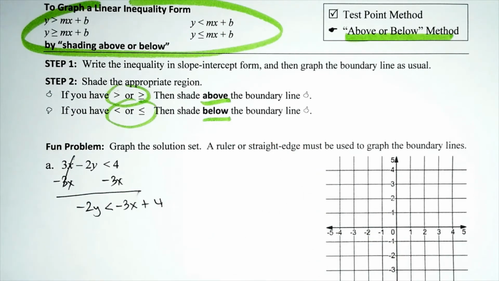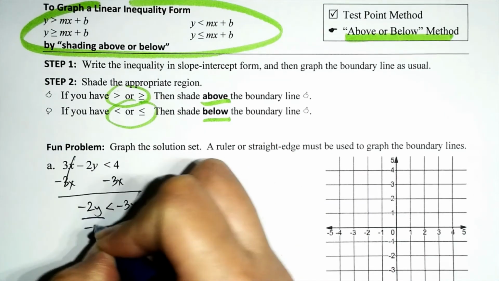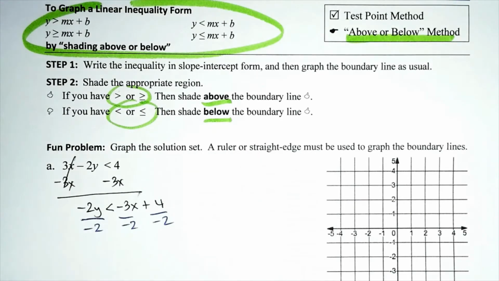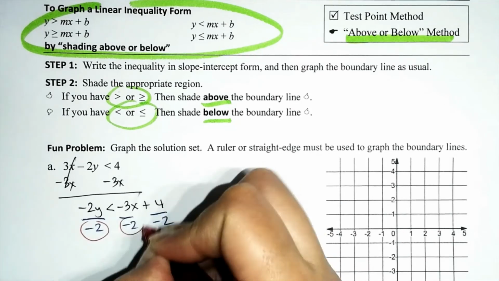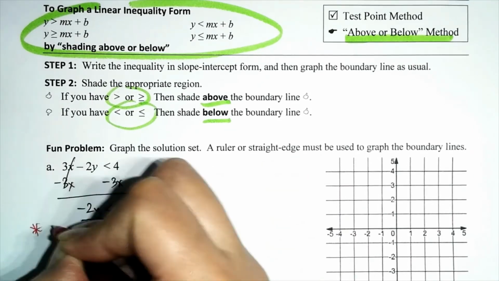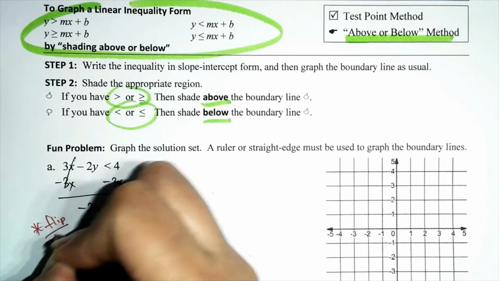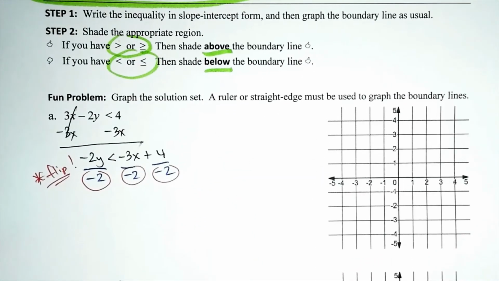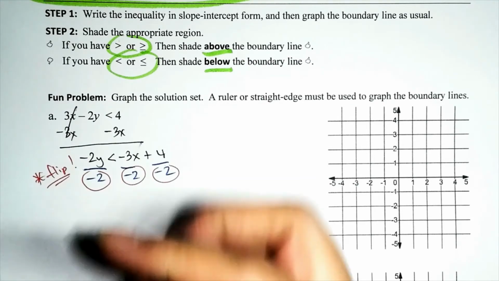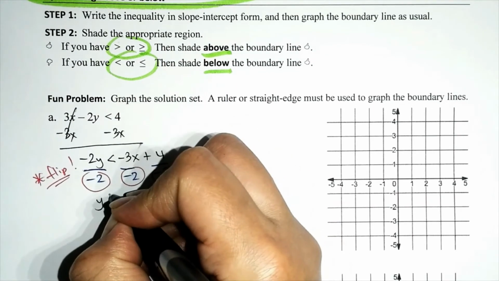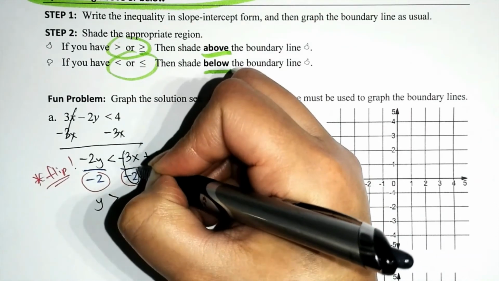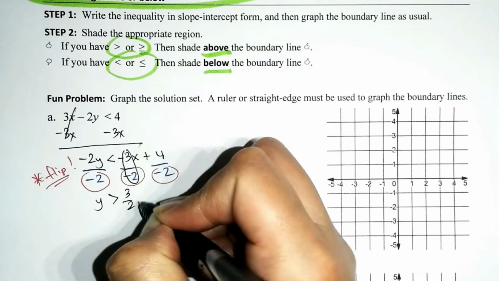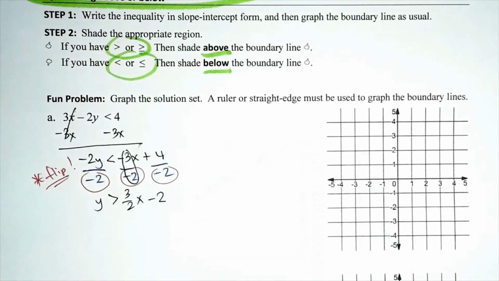Isolate the y. To get rid of the times 2, let's divide both sides by negative 2. And a gentle reminder: when working with inequalities, whenever you multiply or divide by a negative, you have to reverse the direction of the inequality symbol, or as the young people say, flip it. So that will leave us with y is greater than 3/2 x minus 2. And this is how it's going to go down.